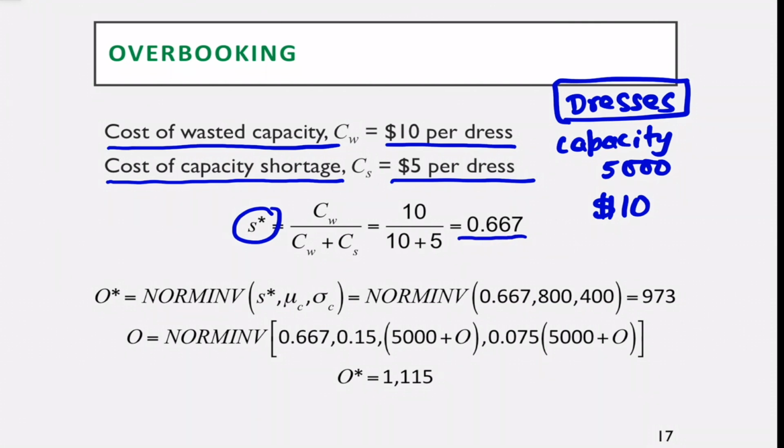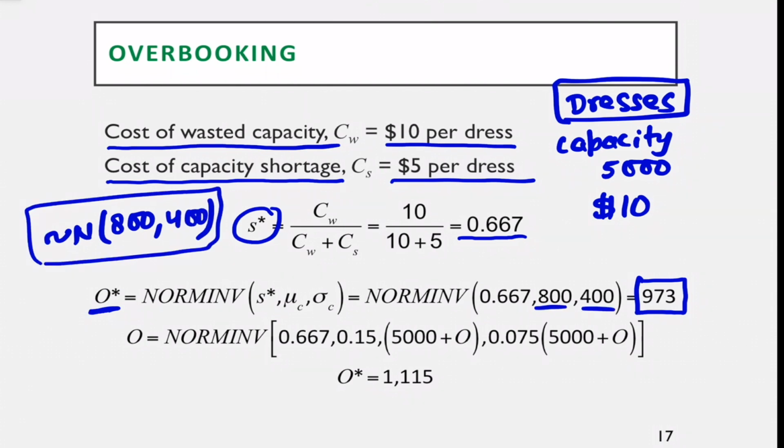If we consider cancellation levels to be absolute, we can calculate the optimal overbooking level using this formula. It comes to 973. We are assuming that the cancellations follow a normal distribution with mean 800 and standard deviation 400, so this is what we have used here. That gives us 973. Since they have a capacity of 5,000, using this they should make use of 5,000 plus 973, so a total of 5,973 dresses.